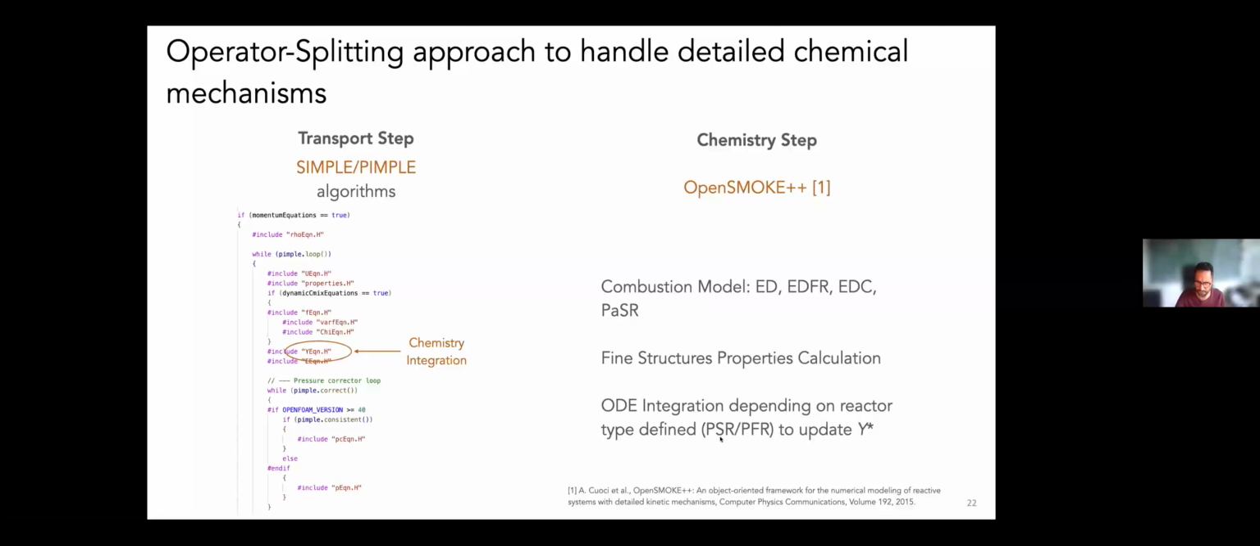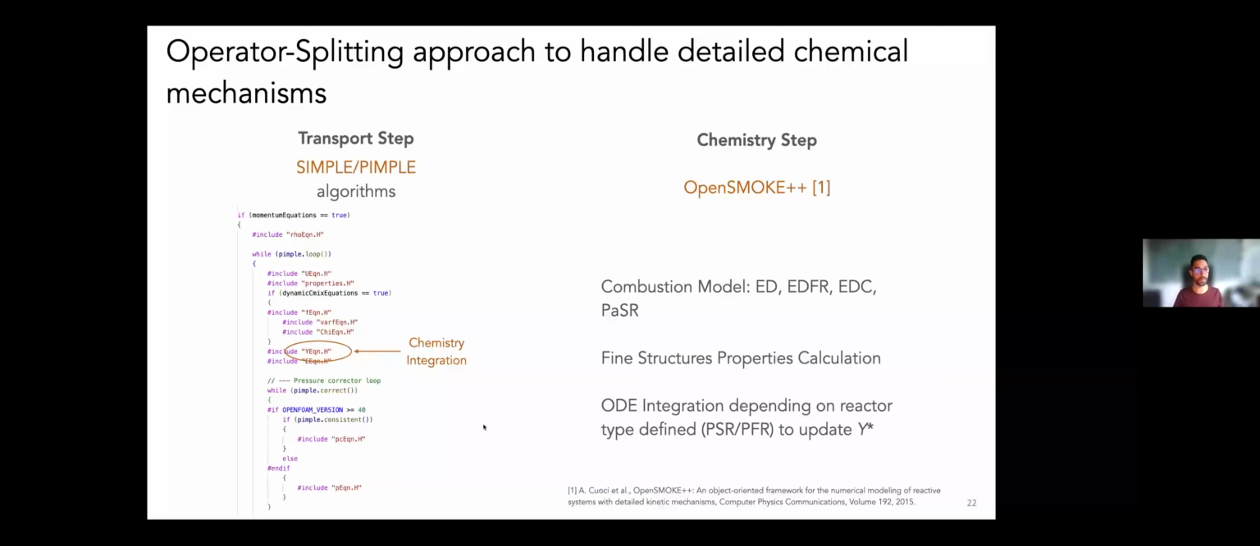PFR or batch reactor, which is almost identical, and PSR, which is actually the original reactor model that was proposed by Magnussen in EDC. So these are the combustion models available: eddy dissipation, finite rate, eddy dissipation concept, and PaSR. In OpenSMOKE, we perform all the fine structure property calculations and the ODE integration. Then this is going back to the solver where the chemistry integration is included.